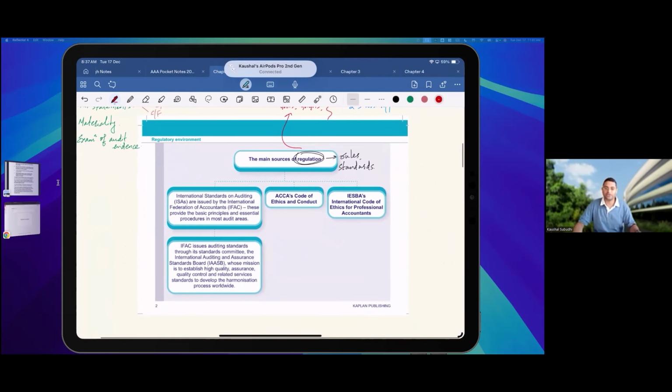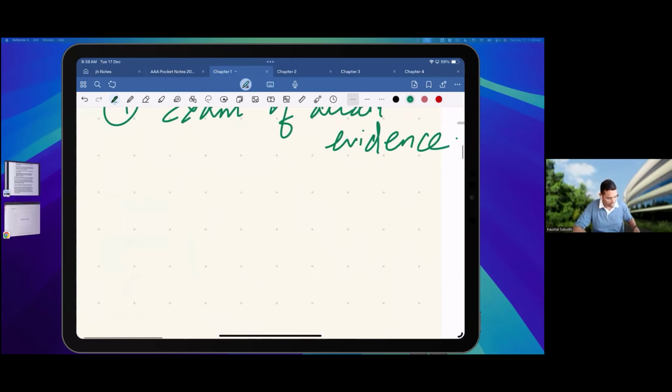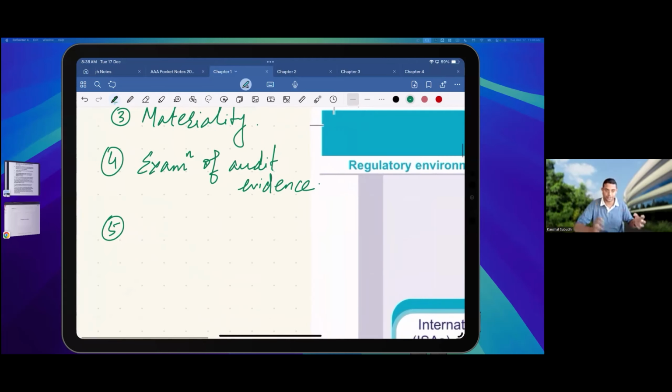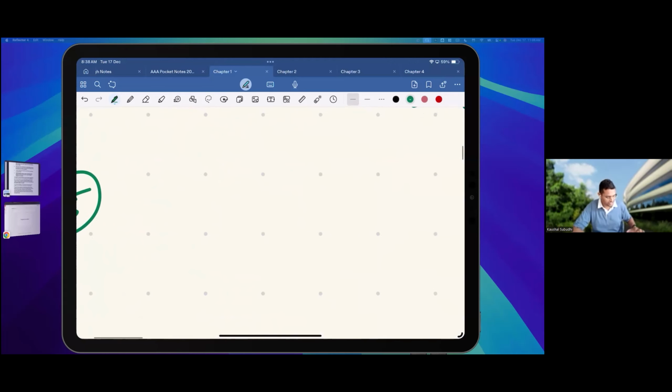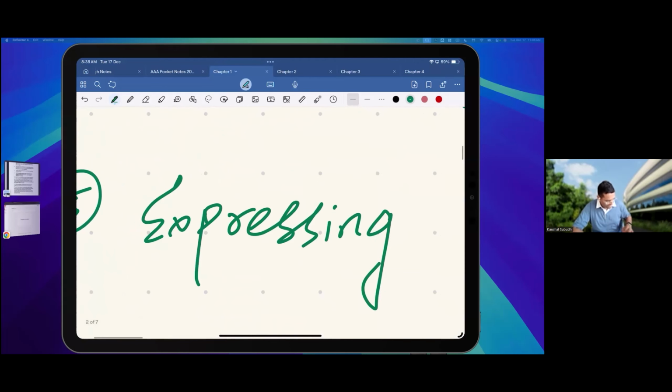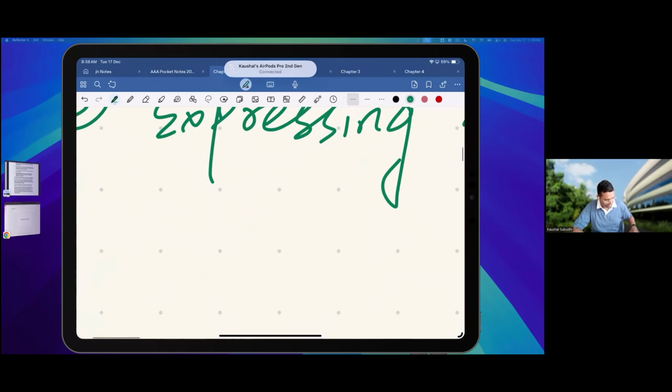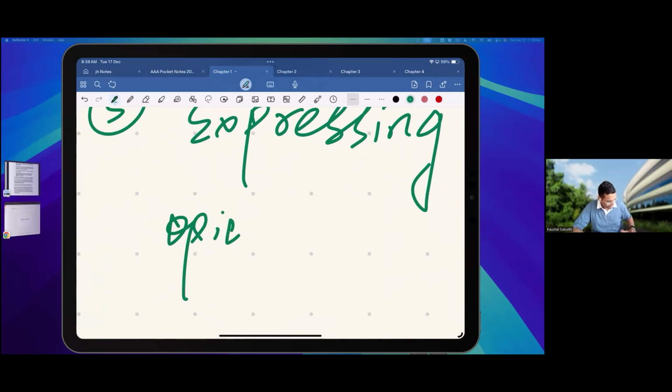Now, the first thing you learn when it comes to regulation is that the responsibility of an auditor is to issue an opinion, right? The opinion also has to be as per a specific rule, as per a specific standard. This is where we are trying to learn a lot of things, where the auditor is going to abide by the rules and standards. That's going to be expressing an opinion, right? So you as an auditor express an opinion.